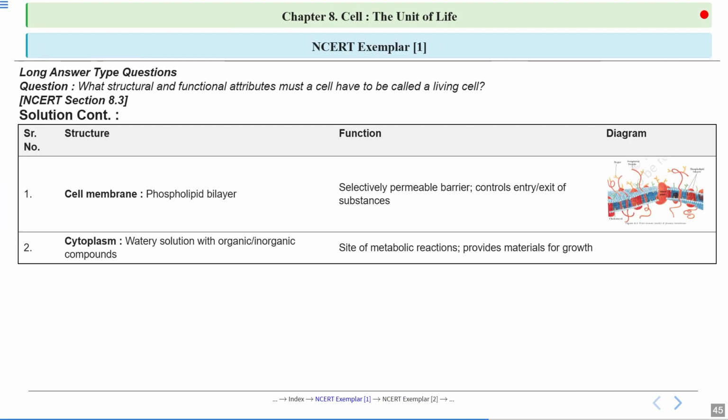Here you can see a cell consists of a cell membrane, also known as the plasma membrane. This is made up of a phospholipid bilayer. It is a selectively permeable barrier, and controls the entry and exit of substances. Then cytoplasm, a watery solution with organic and inorganic compounds. It is the site of metabolic reactions. In the cytoplasm, a lot of biochemical reactions occur, which require water also, and it provides material for growth as well.